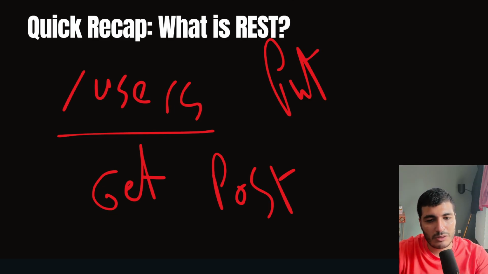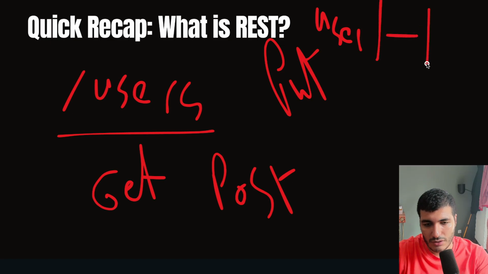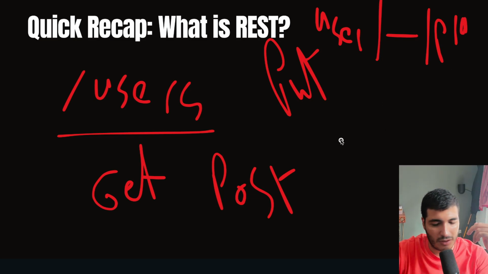Also, you could use multiple endpoints for different resources. For example, users slash the user ID slash products. So the products of the user, things like that.